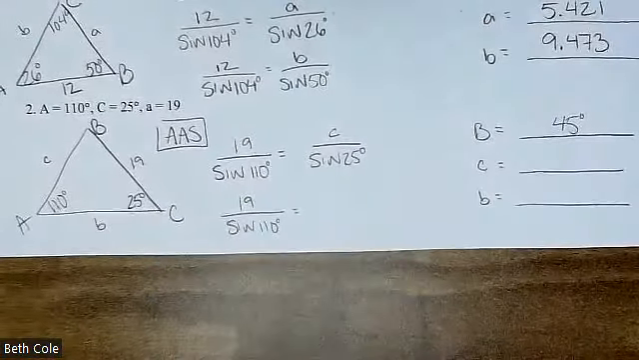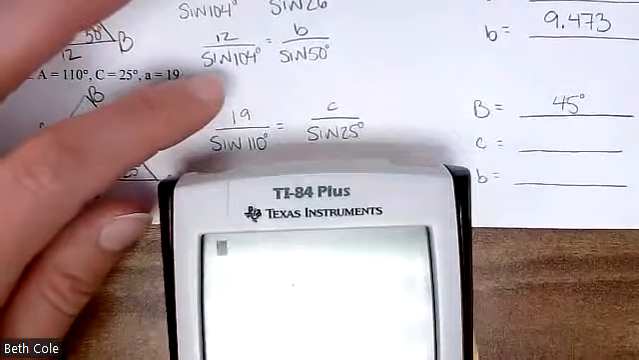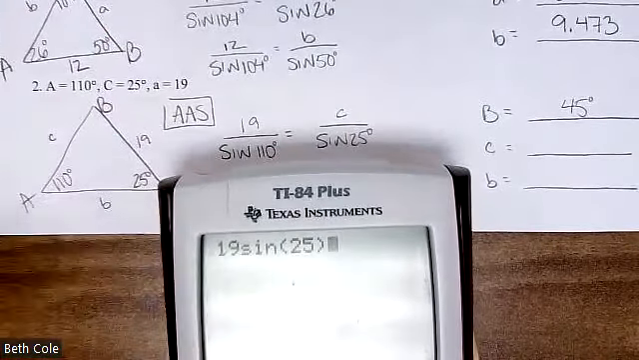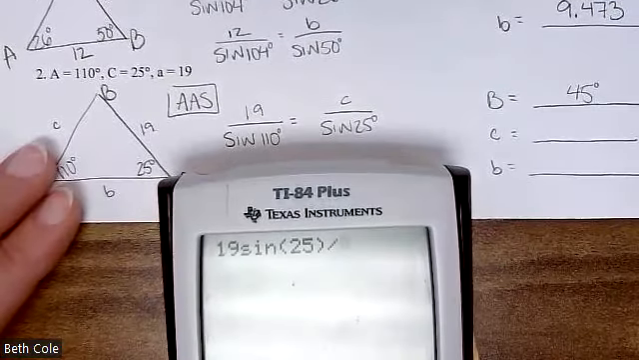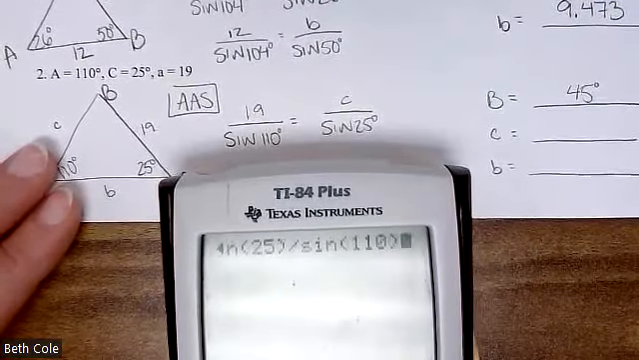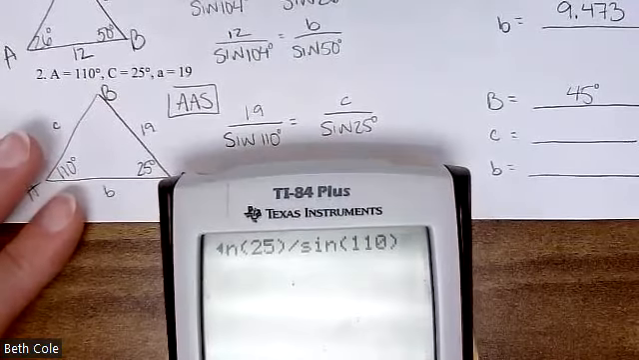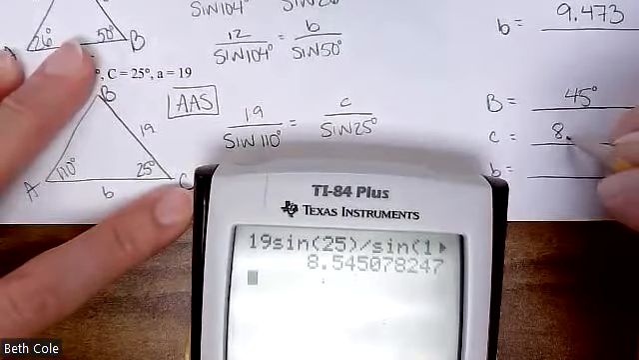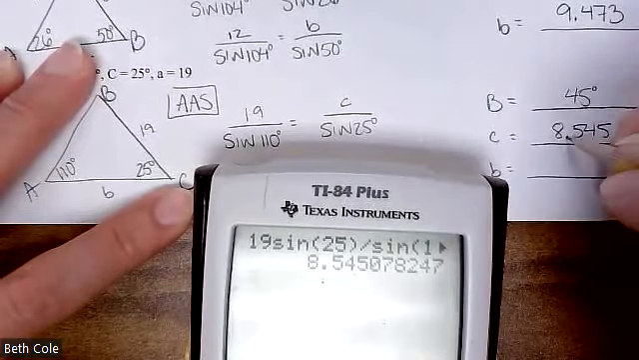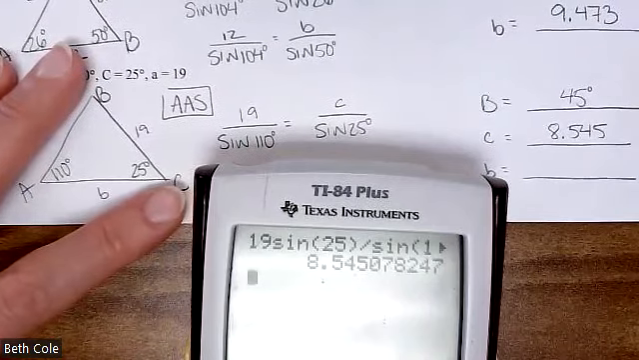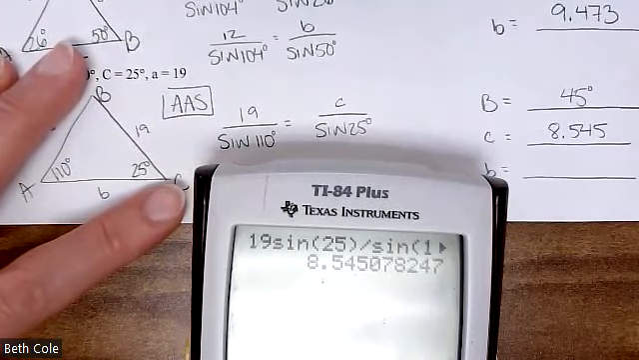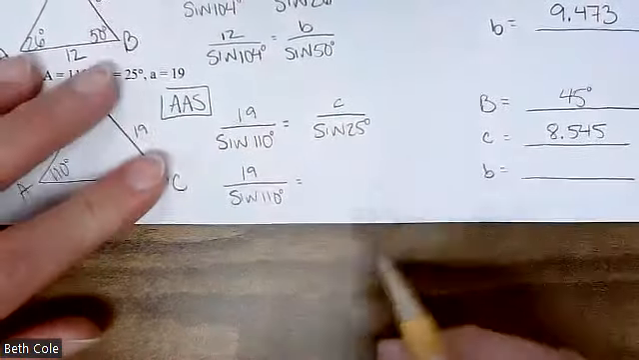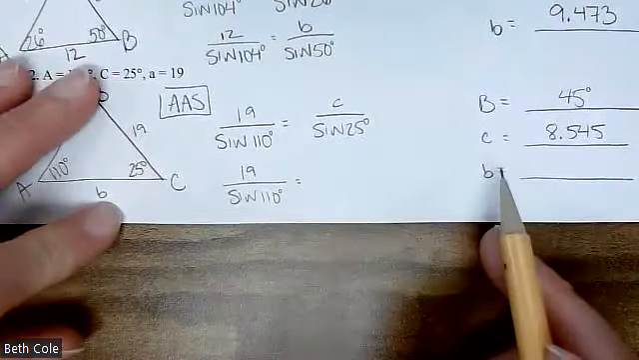And when you type that in, it's cross multiply and divide. So it'll be 19 sine 25 divided by sine of 110. It's 8.545. Okay. Again, if I don't hear any complaining, I'm gonna assume it's fine. And then for this last one, we have to find little b.